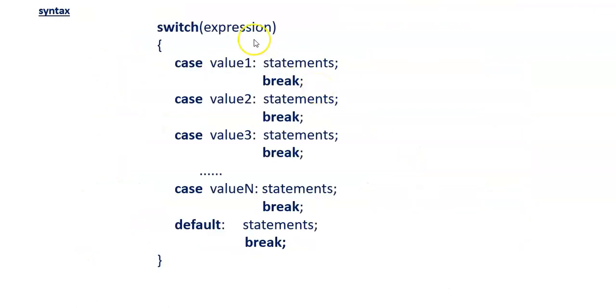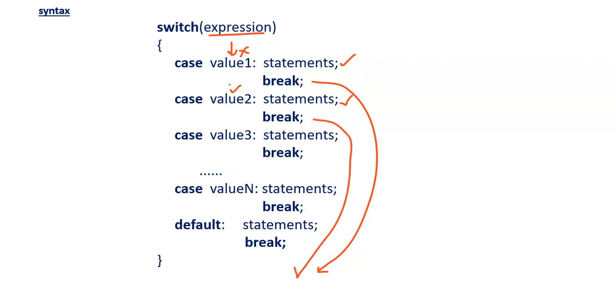Now coming to the syntax here. Initially we give an expression, and the expression is matched with value 1. If value 1 is matched with the expression, then its statements are executed, and by using break, we get the program control out of the switch statement, and the remaining statements are executed. If value 1 doesn't match with the expression, then value 2 is checked. Now assume that value 2 is matched with the given expression, then its related statements are executed. By using break, the program control comes out of the switch statement.